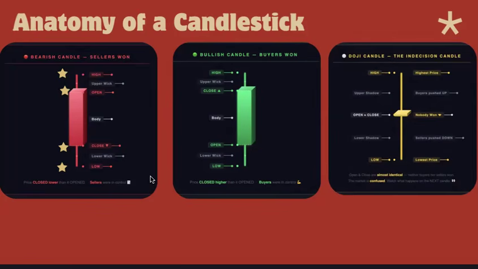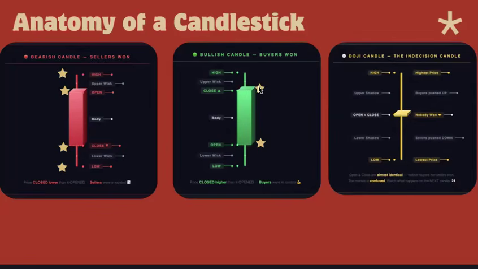Second one, the bullish candle. Buyers won. Price opens at the bottom and closes higher. The body is green and tall. This is a candle you love to see when you're in a long trade.